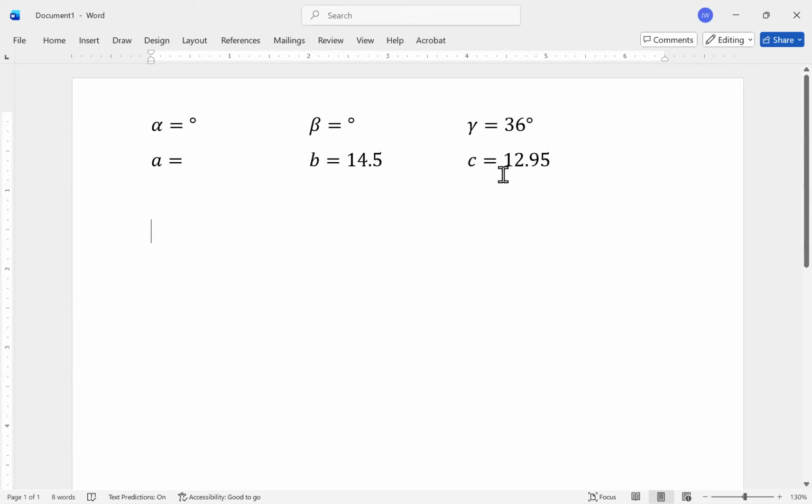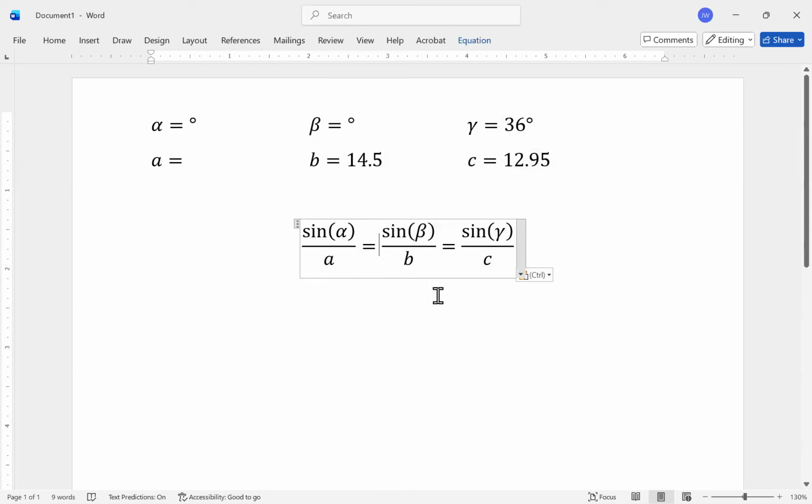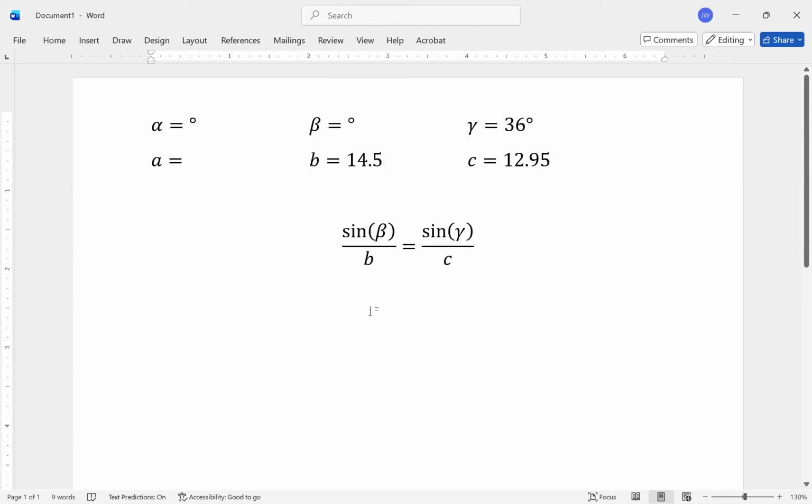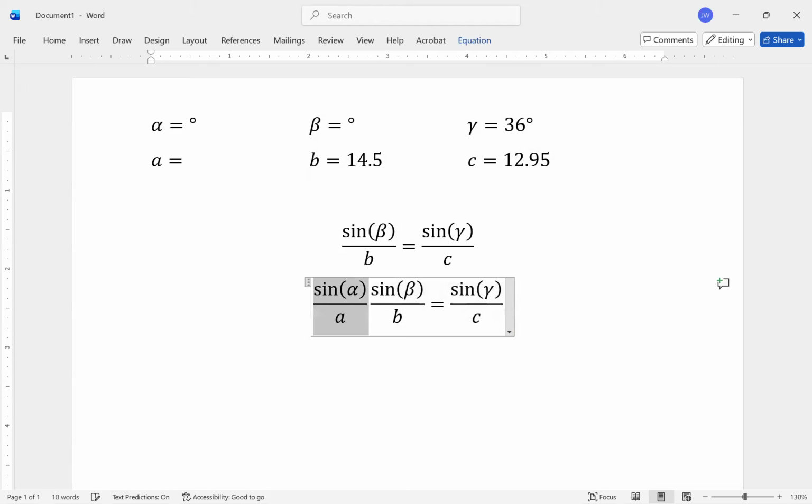So just like last time, we are given the values in one ratio of the law of sines, and then one value in another ratio of the law of sines. In this case, it's gamma and C that I'm given, and then I'm given B. So I would use that equality in the law of sines. And when we do that, beta is the unknown. B I know is 14.5. Gamma is 36 degrees. And C is 12.95.